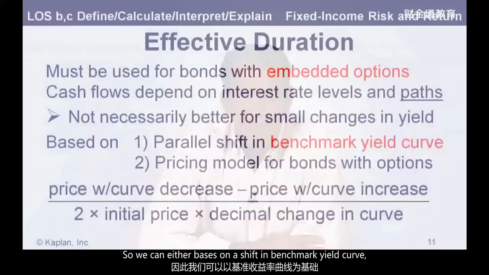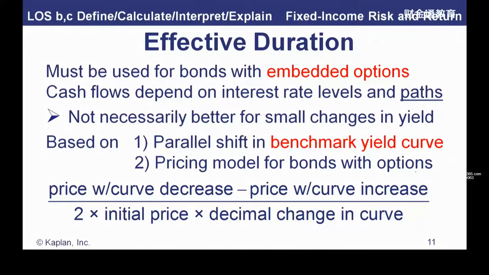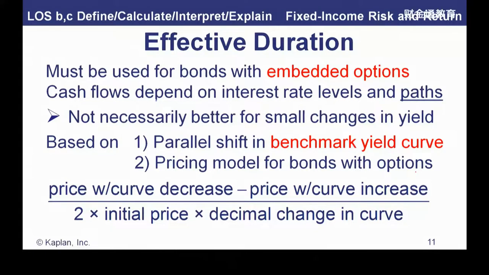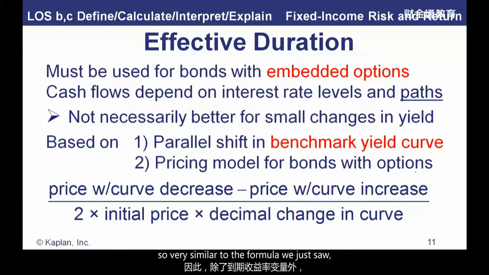Okay. So we can either base this on a shift in the benchmark yield curve and then use a pricing model for bonds with options. So it's very similar to approximate modified duration, but now we're changing the benchmark yield curve, not just tweaking that summary measure of yield to maturity. So we have the price with the curve decreasing, price with the curve increasing. So very similar to the formula we just saw.